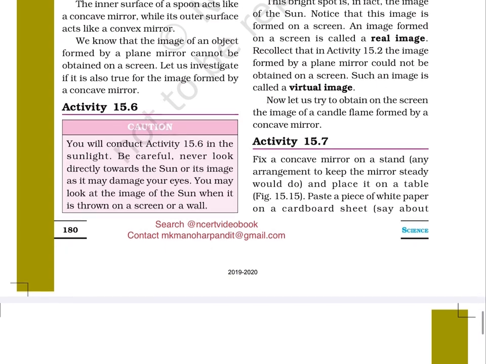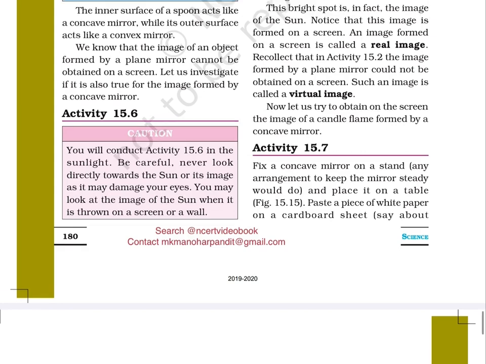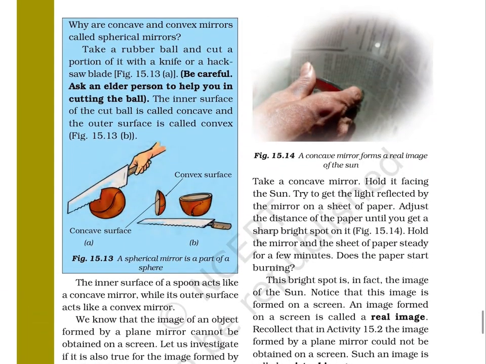Activity 15.6. Caution! You will conduct activity 15.6 in the sunlight. Be careful. Never look directly towards the sun or its image as it may damage your eyes. You may look at the image of the sun when it is thrown on a screen or a wall. Take a concave mirror. Hold it facing the sun. Try to get the light reflected by the mirror on a sheet of paper. Adjust the distance of the paper until you get a sharp, bright spot on it. You can observe this in figure 15.14.